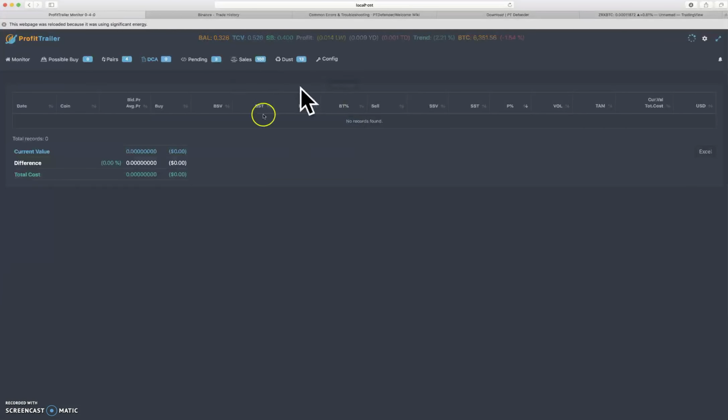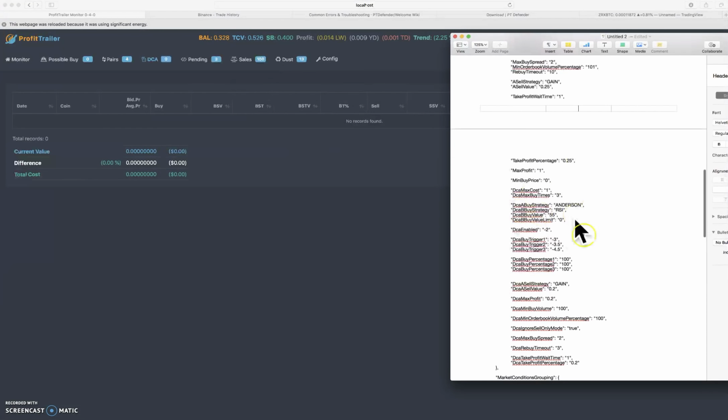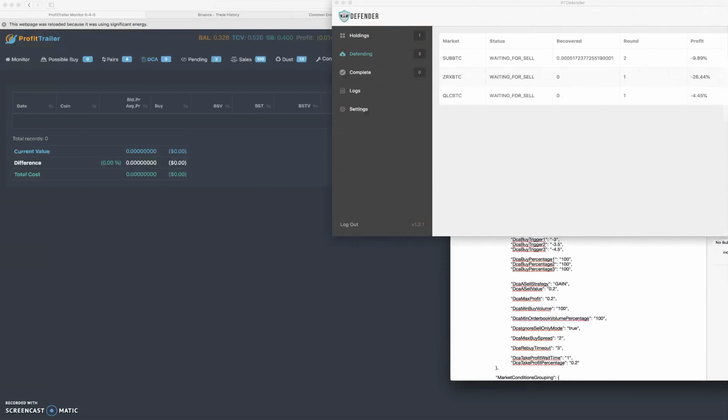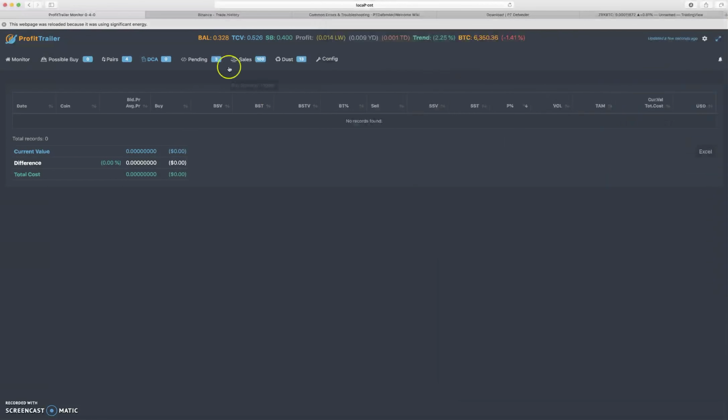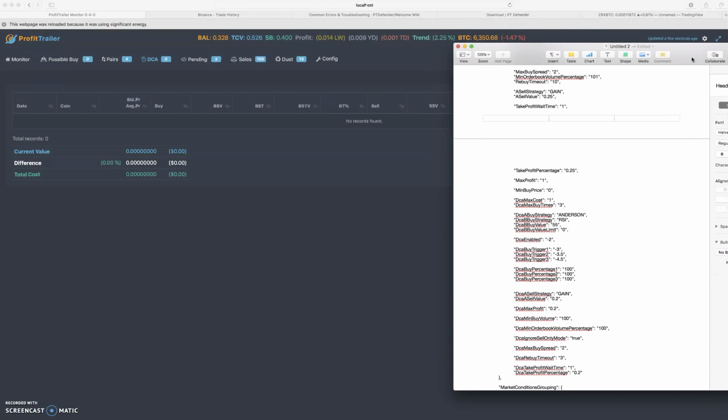If they end up in the DCA folder, very important, it is going to use your DCA buying strategies to buy and rebuy that coin. So it's possible that you are sitting in waiting for buy state because your DCA values are not allowing Profit Trailer to rebuy this coin. That's very, very important.